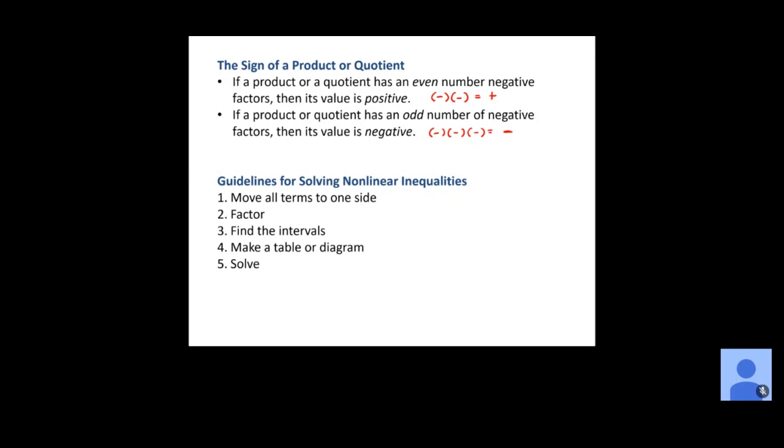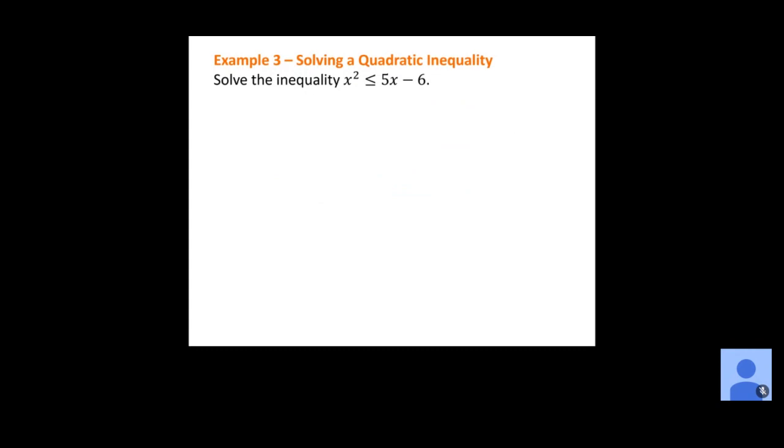Then it says we're going to make a table or diagram. I'm going to use the table and I'm going to do a number line, right? Just so we can kind of see how we can use both of those to help us solve this. And then it says we're going to solve, right? And the way we're going to solve is by looking at those positives and negatives to determine which intervals actually work. Okay, so let's take a look at this one. We've got x squared less than or equal to 5x minus 6.